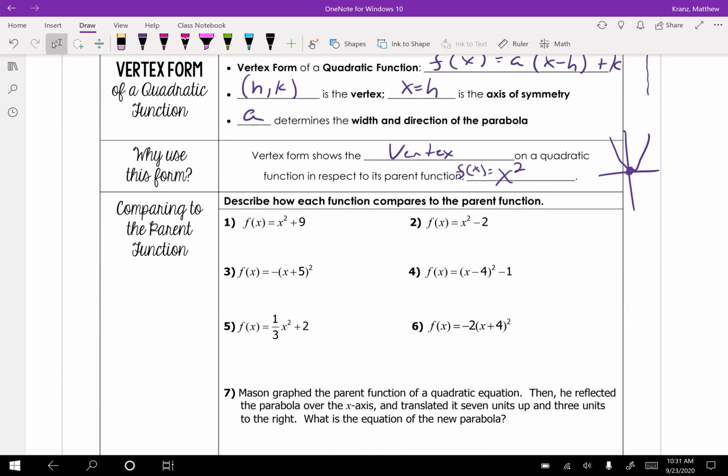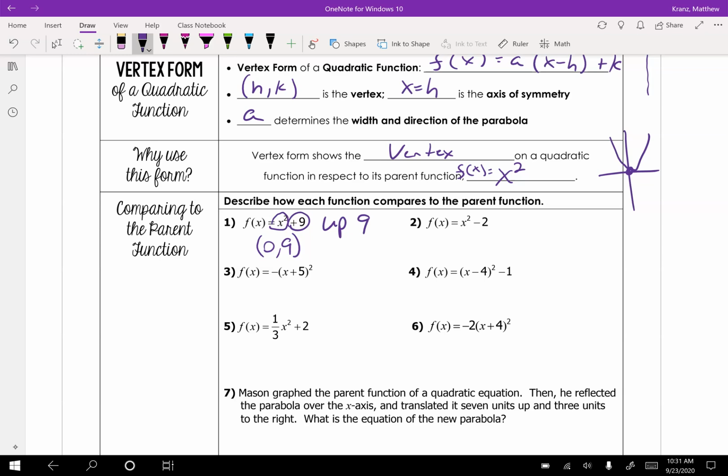Now, on number one, we're going to describe what is happening to our parabola. Basically, when we look here, we see nothing is happening to x. So that gives us our x is 0. And this one says we're going to go up 9. So that makes our vertex 0, 9. So this is just up 9.